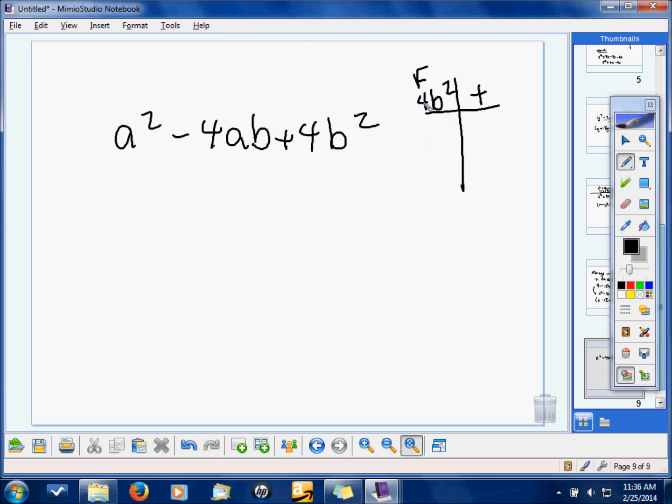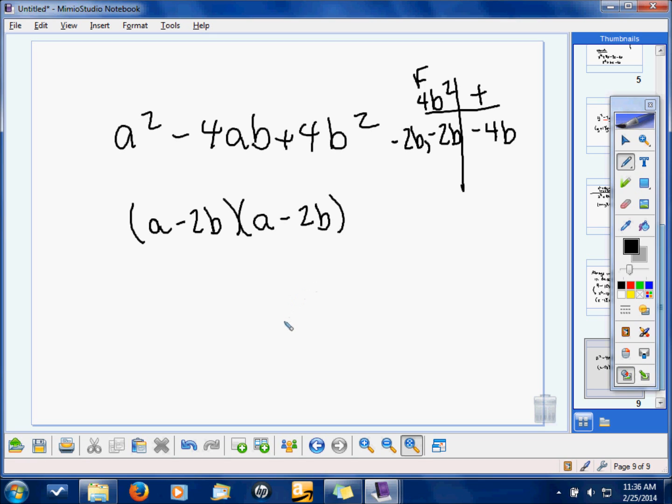So, what times what gives you 4b squared? Negative 2b and negative 2b, right? So that gives you negative 4b when you add them, and that's what we're looking for. The a is from the beginning, but we're looking for negative 4b in the middle. So it would be a minus 2b and a minus 2b.